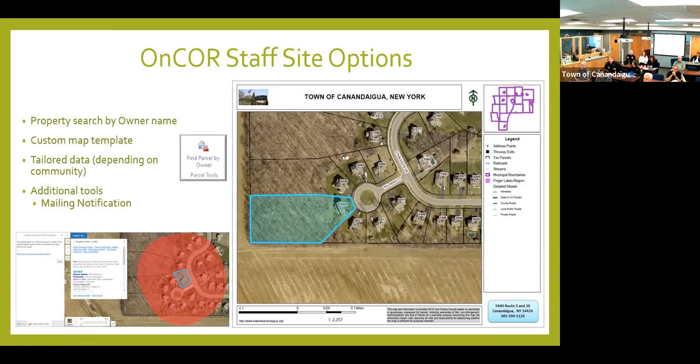Just let me know. The underlying software that runs OnCor is very powerful. There are so many things that I can do with it. And so we've got tailored data in some cases, and I mentioned the notification tool. You can pick a parcel and then create mailing labels as well as an Excel file. I don't know, does anyone do mail merges? It could be handy.